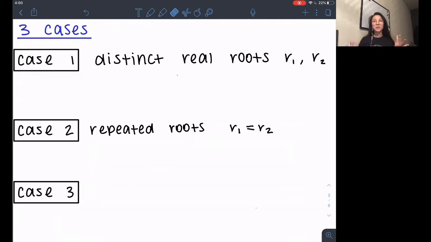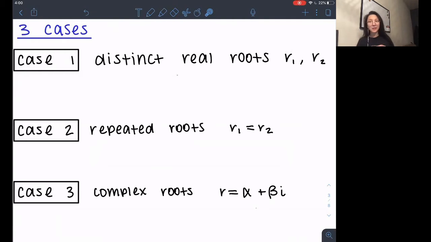This is just repeated, pretty straightforward. And then case 3, we have complex roots. This is when we start bringing in the imaginary numbers. This little i right here is an imaginary number, and it does get pretty complex, not to be funny. Each of these has a general solution. Today I'm just going to show you how to solve for r, and then we're going to plug that r into these general solutions.